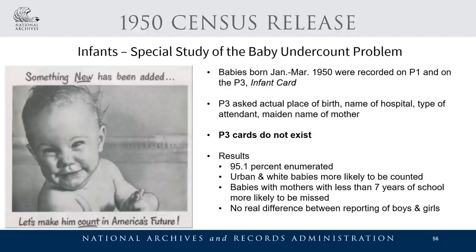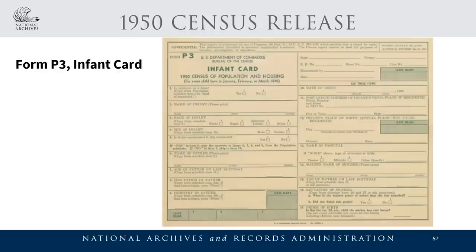The P3 asked questions that we as genealogists would love to see the answers to: the actual place of birth, name of hospital, type of attendant, and maiden name of mother. Unfortunately, the P3 cards do not exist. They were considered temporary records and were destroyed by the Bureau of the Census. The results of their study found, among many other things, that 95.1% of the babies were enumerated, that urban and white babies were more likely to be counted, babies with mothers with less than 7 years of school were more likely to be missed, but there was no real difference between reporting of boys and girls. And this is what the form P3 infant card looked like. But again, none of these forms survive and are not part of the census release.